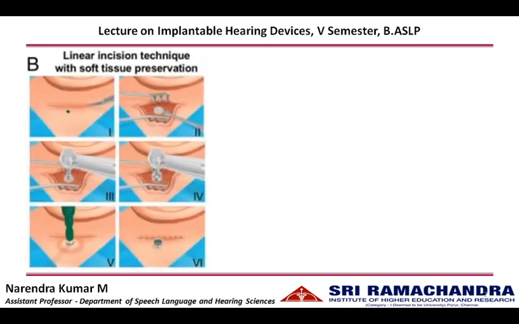This is the linear incision technique. First, the site of implantation is marked. The point where the implant has to go and the abutment has to protrude outside the skin has to be marked. A linear incision anterior to that particular marking has to be made.